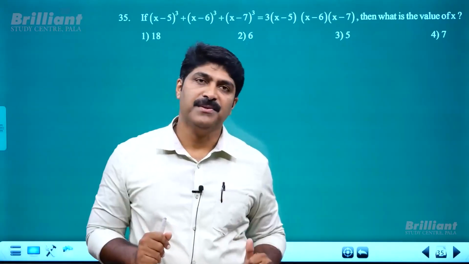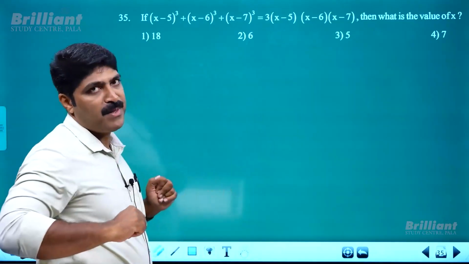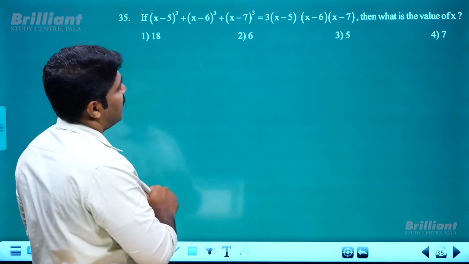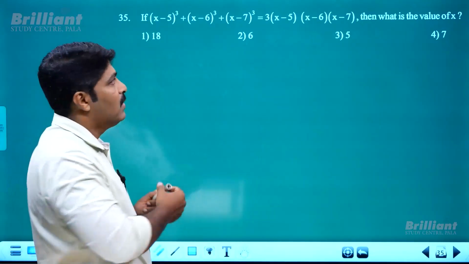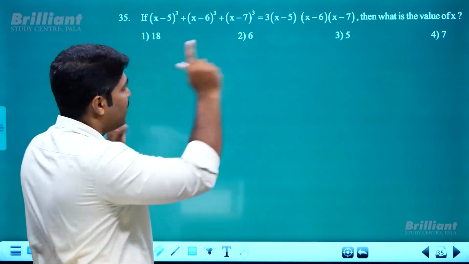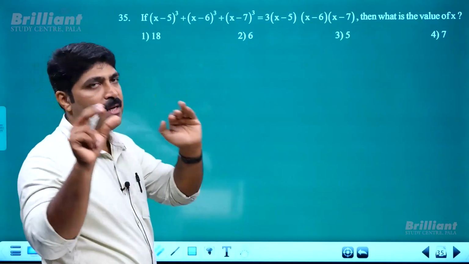You just simply substitute the values from the options. Got it? I'll give you a trick in such a situation. While we are observing the set of options here, 5, 6, 7, most of the time you just put the middlemost value here.